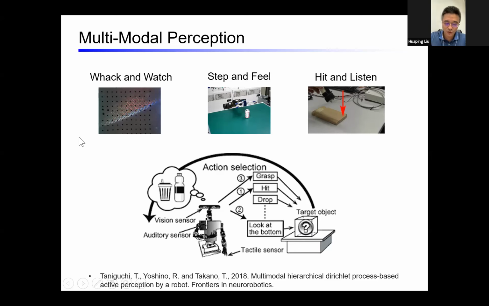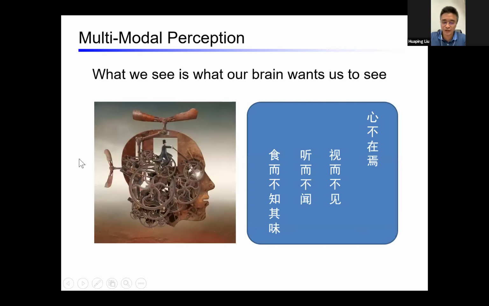I guess we all have had a similar experience that what we see is what our brain wants us to see. It indicates that human perception is actually an active process. Here are some Chinese sayings. They mean that when your mind is blank, you can turn a blind eye, turn a deaf ear, and the food can even be tasteless. Here, let's see some examples.